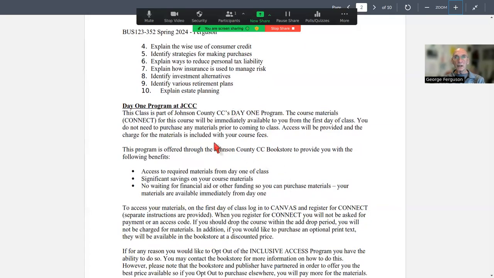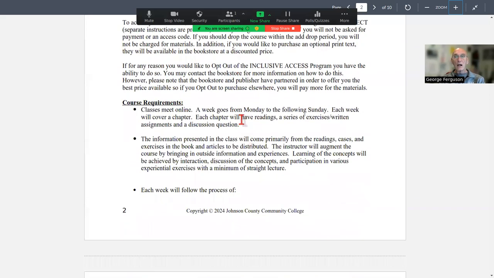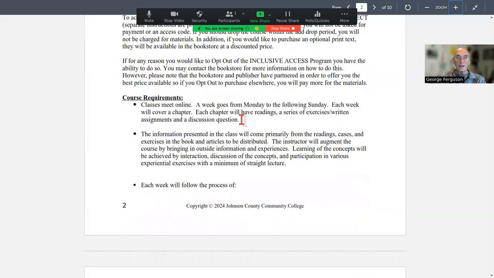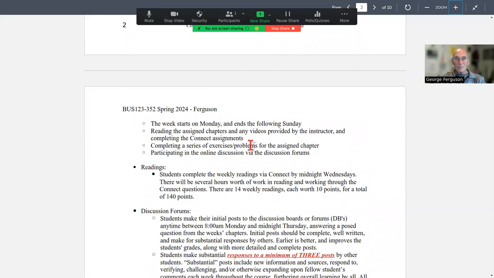This is a day one program. Okay, you have day one access. A week goes from Monday to Sunday. All right. Each week, we're going to have a chapter that we're going to be going over. There's going to be assignments. We're going to have tests, and we're going to have discussions that go along with that. So what happens is the beginning of the week, it starts on Monday. All right. Ends on Sunday.